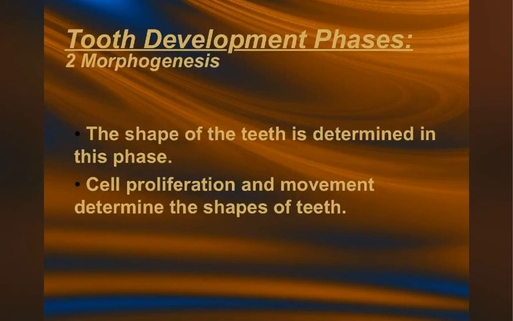The second phase is morphogenesis. Morphogenesis means the formation of shape. The shape of teeth is determined in this phase. Cell proliferation and movement determine the shapes of teeth.